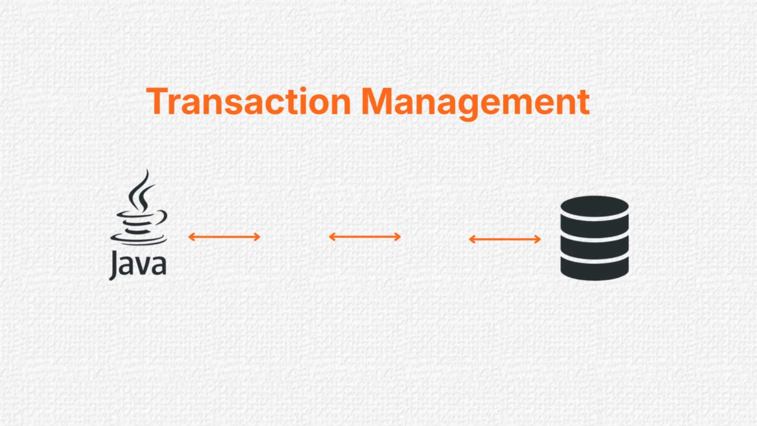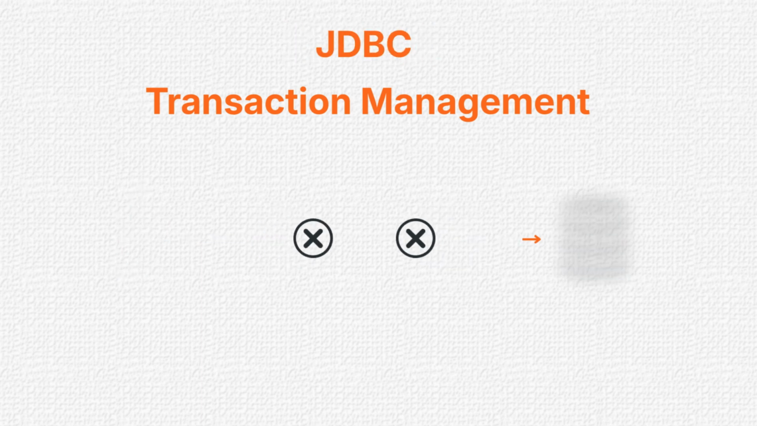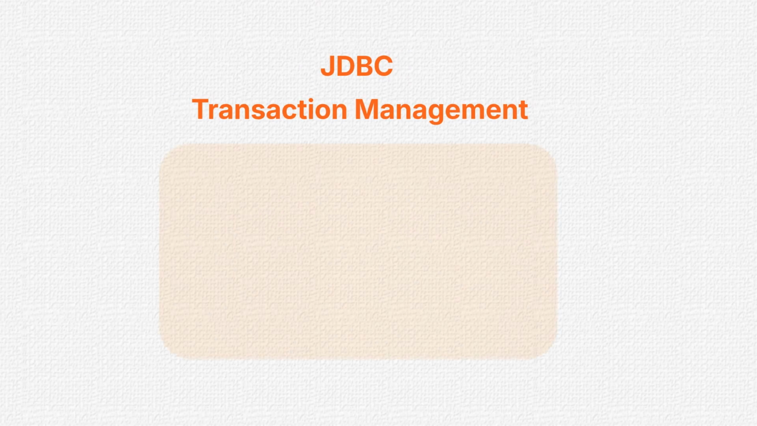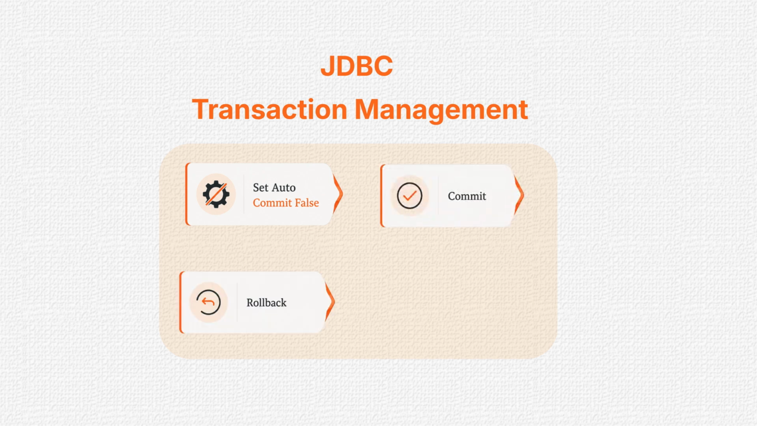Transaction management ensures that either all operations succeed or none of them do. In JDBC, we achieve this using 4 methods: setAutoCommit(false), commit, rollback, and savepoint.